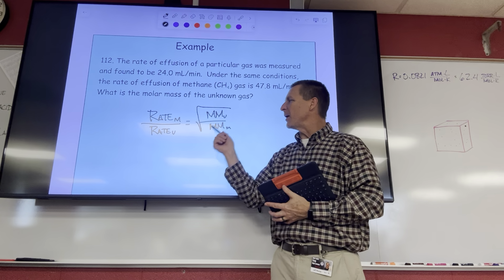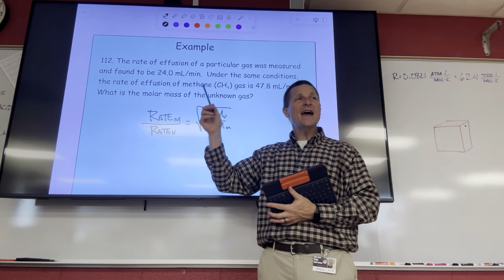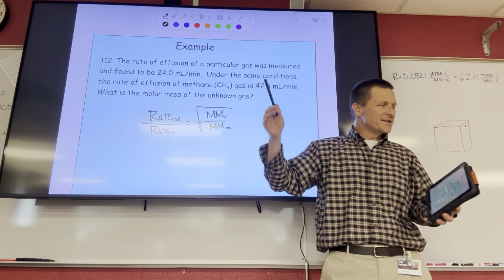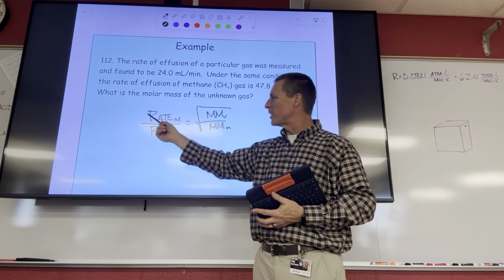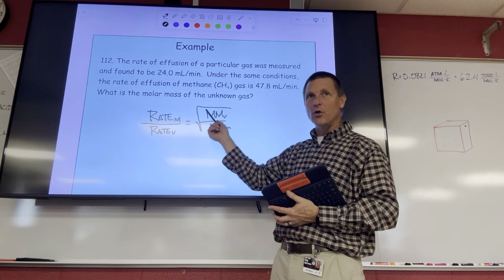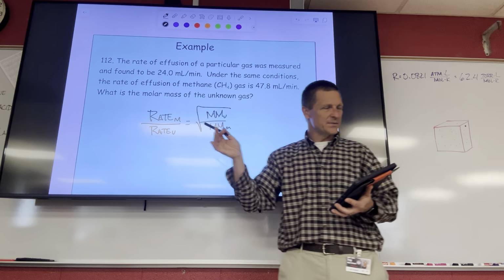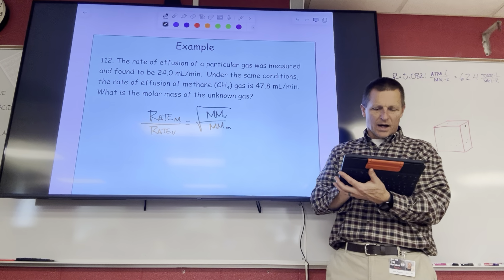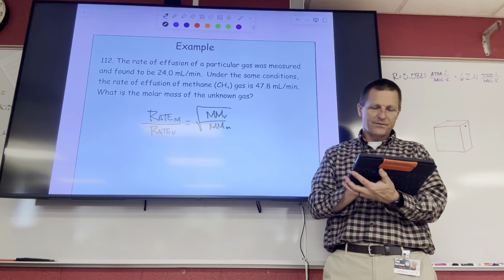The way that I think about this algebraic expression, each gas is allowed to be in the numerator once. So methane is allowed to be in the numerator once. Therefore, on the other side, the unknown has to be in the numerator once. That's how I remember Graham's law. Each one gets a turn being in the numerator. So yeah, just put your numbers in. You have 3 of the terms. You need the 4th, so do the algebra.